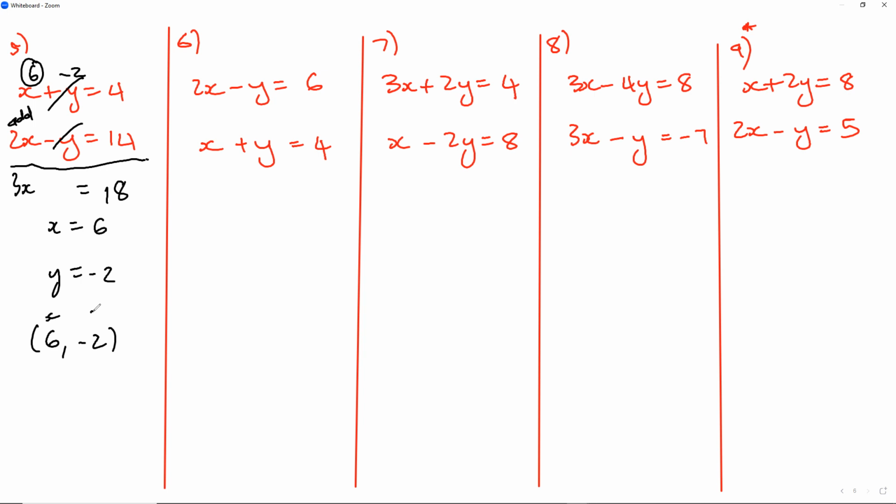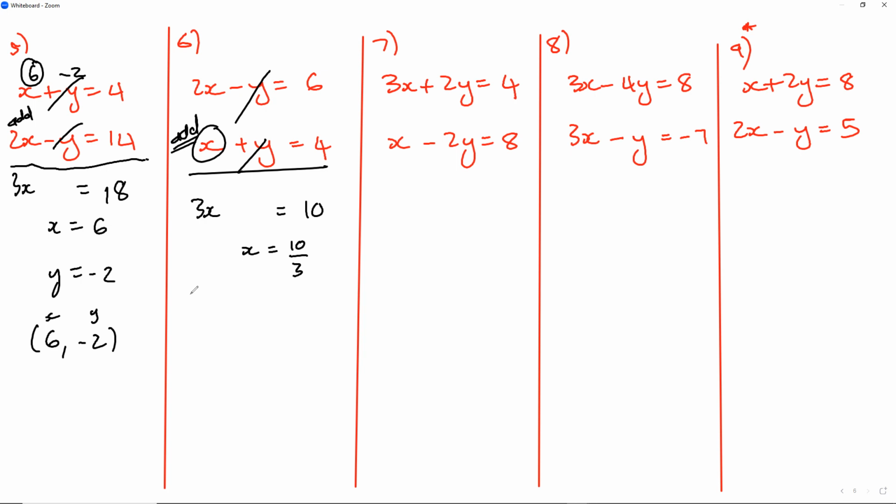Always put x first and then y. This one over here, I'm going to add as well. If I add it, 2x plus x becomes 3x, minus y plus y cancels out, 6 plus 4 becomes 10, x equals 10 over 3.